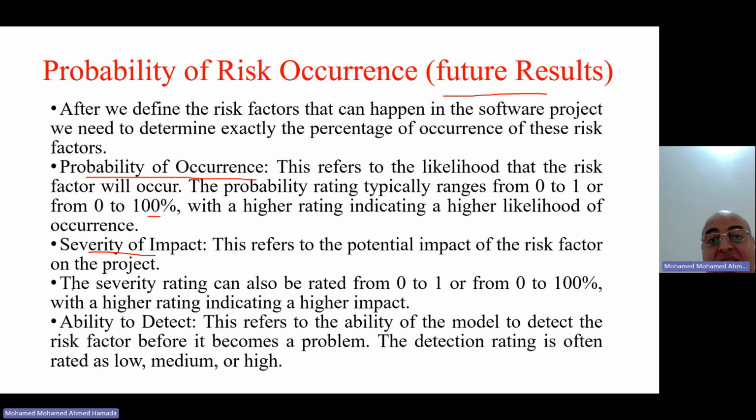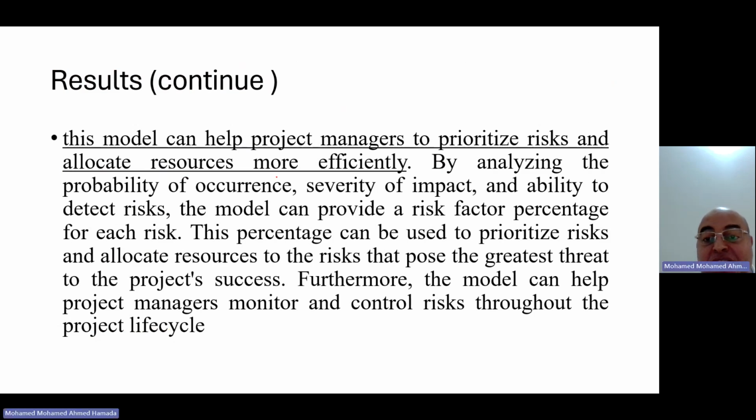So our point now is working on how we can define the probability of occurrence. It's very important, and it will be a strong point for our model, to detect the probability of occurrence for the risk factors. Also, these models can help project managers prioritize the risks and allocate resources more efficiently. According to the severity of the risk factors, we can prioritize them, define the resources we can use to solve the problem and mitigate these risk factors to keep the project successful. This model also helps the project manager monitor and control the risk throughout the project and software lifecycle.